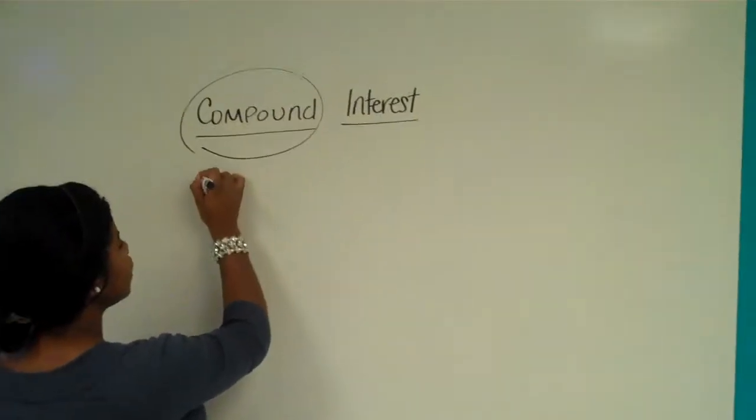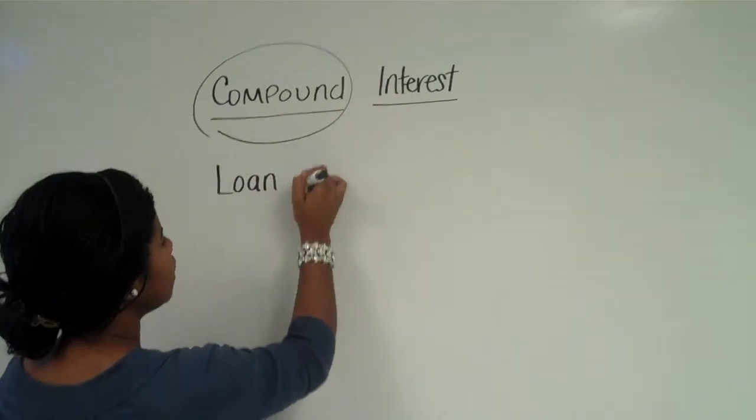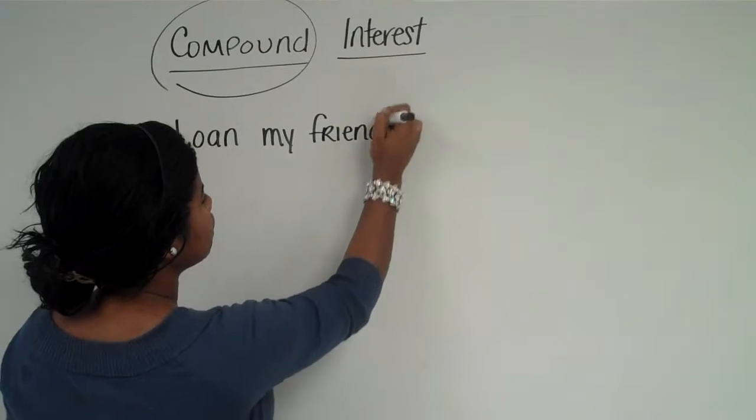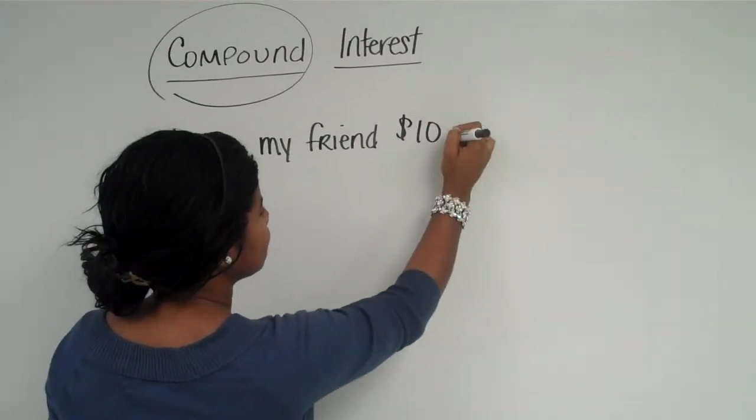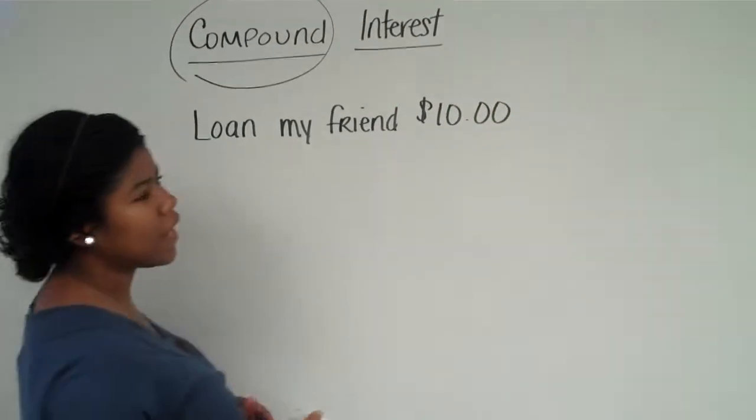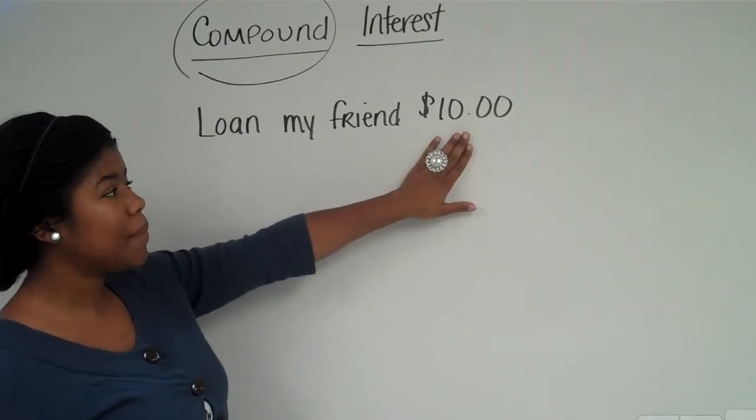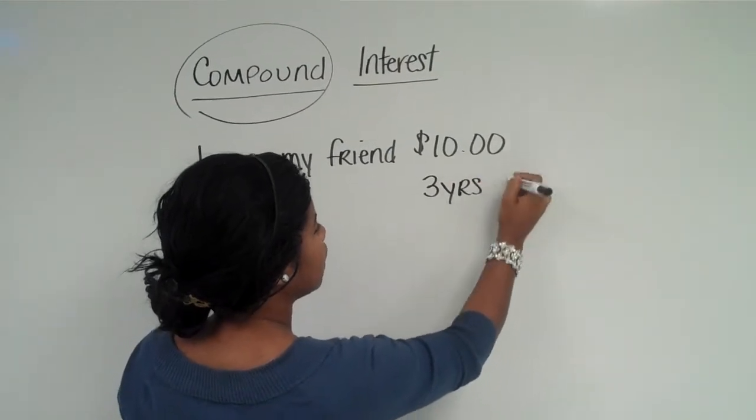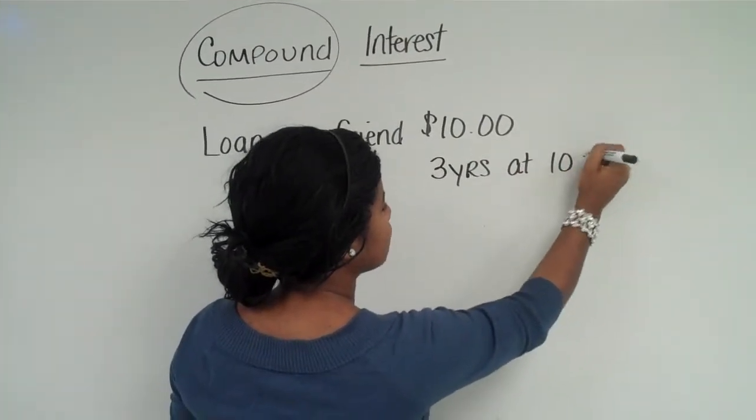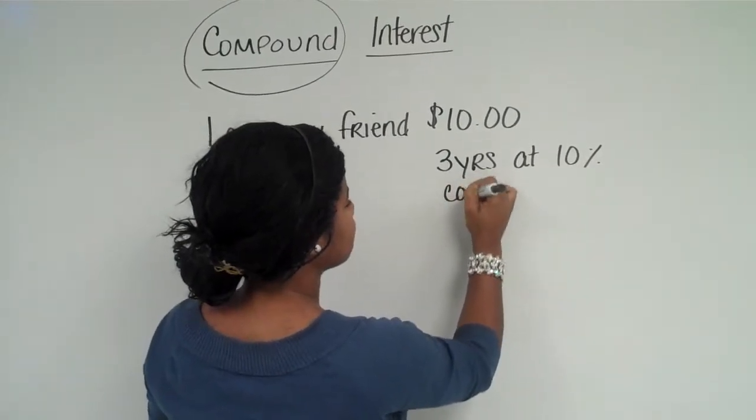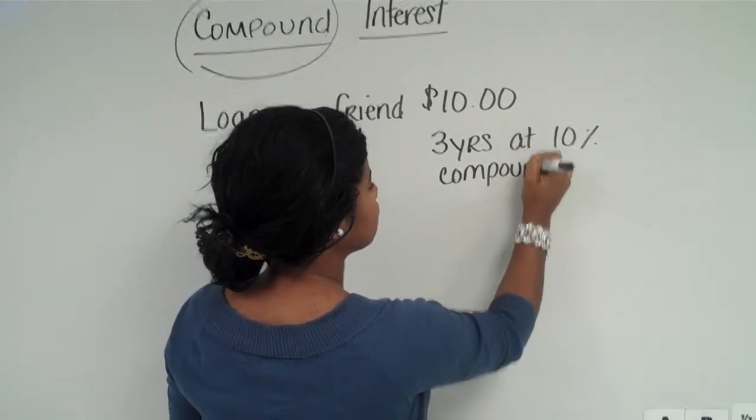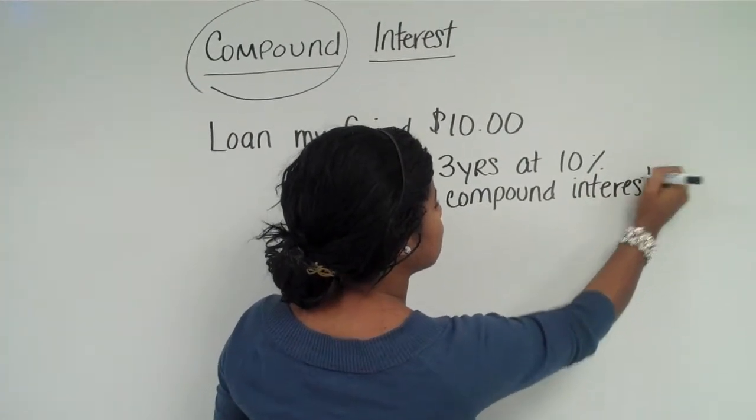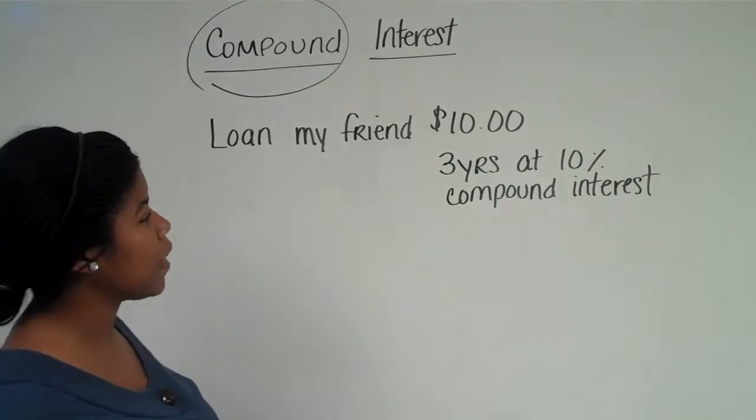Let's say that I loan my friend $10. So we'll start with something very simple and small. I lent my friend $10, but I gave her 3 years to pay it back at 10% compound interest. So we're going to talk about what that means and how to solve that problem.